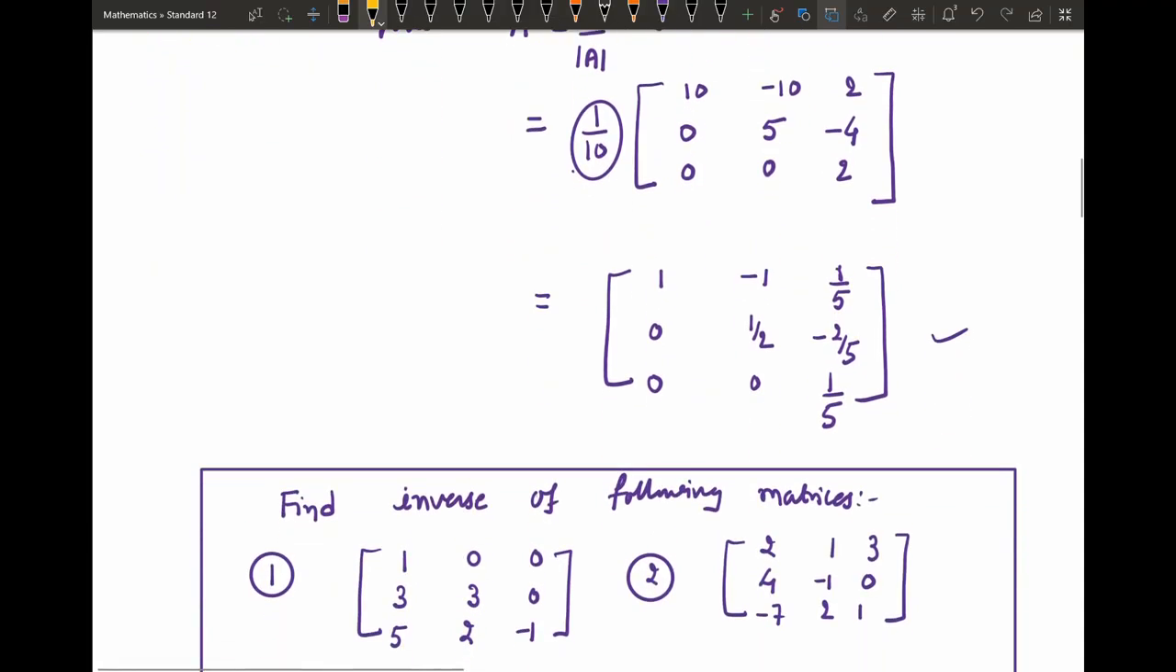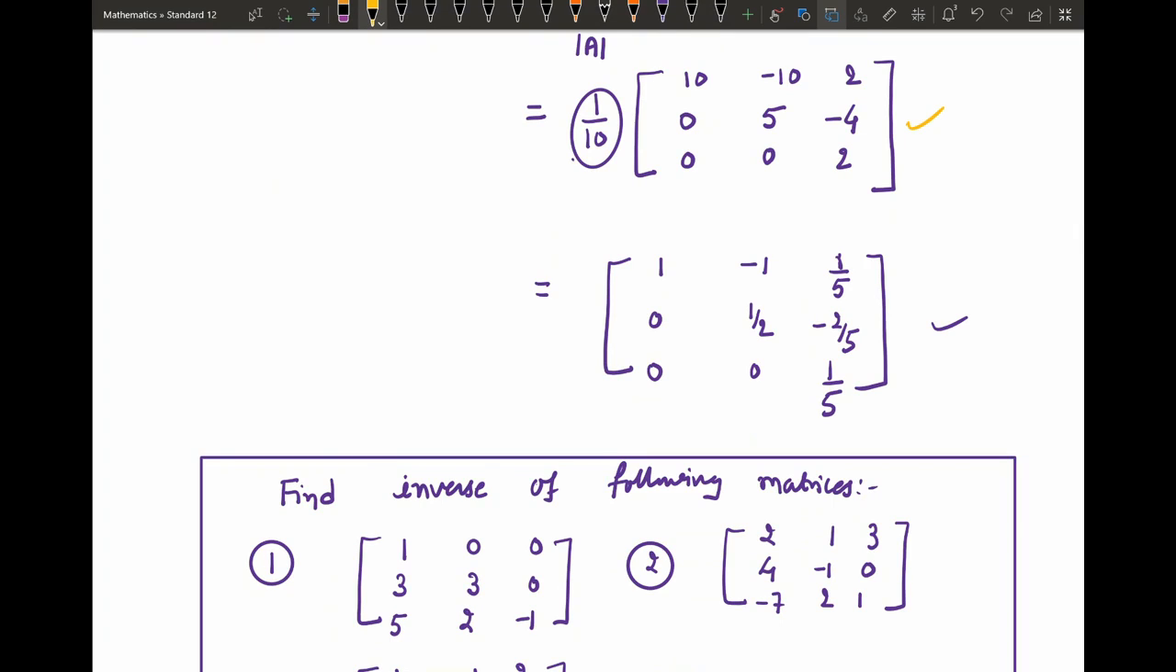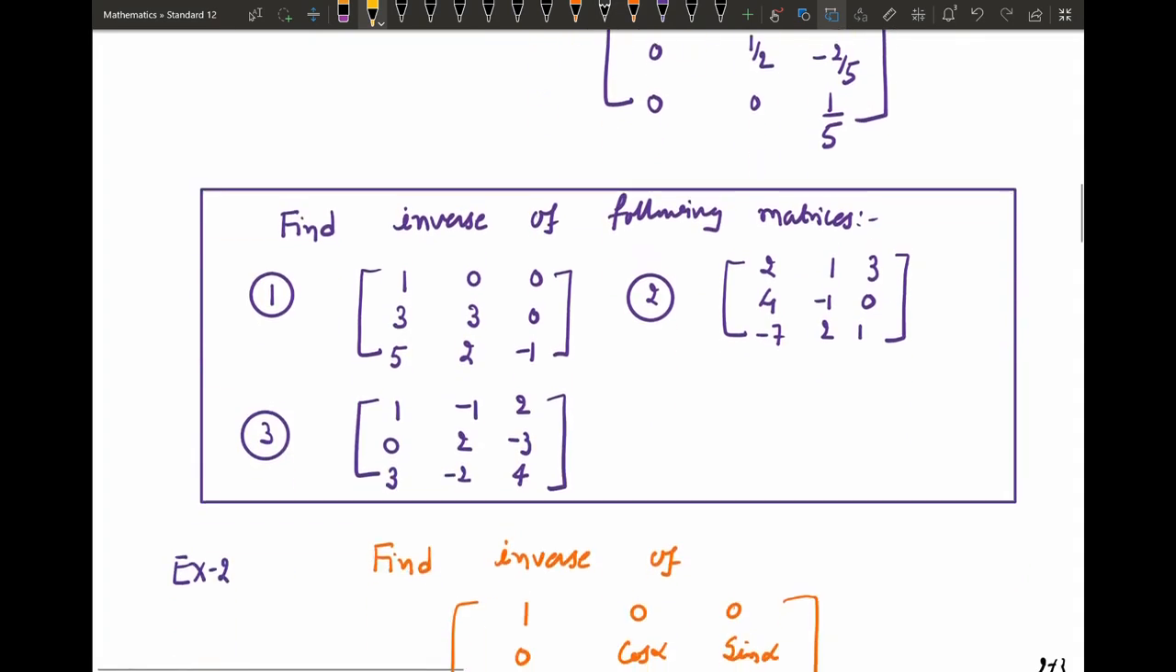Now this is adjoint A, this is 1 upon determinant A. So in the matrix divide each entry by 10. So finally we get the inverse, A inverse equal to 1, minus 1, 1 by 5, 0, 1 half, minus 2 by 5, 0, 0, 1 by 5.